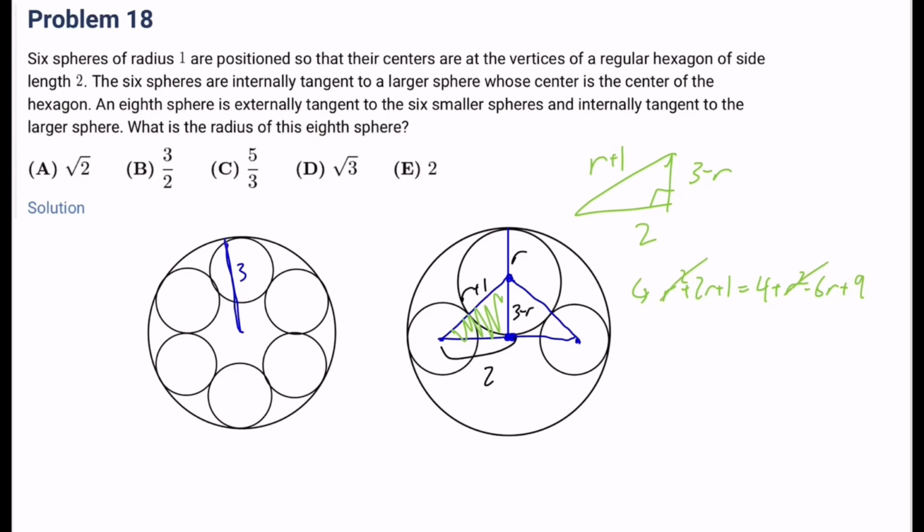So these two are cancelled, and so 8r equals 12. That leaves r equals 3 over 2. And so that's the radius of the 8th sphere.